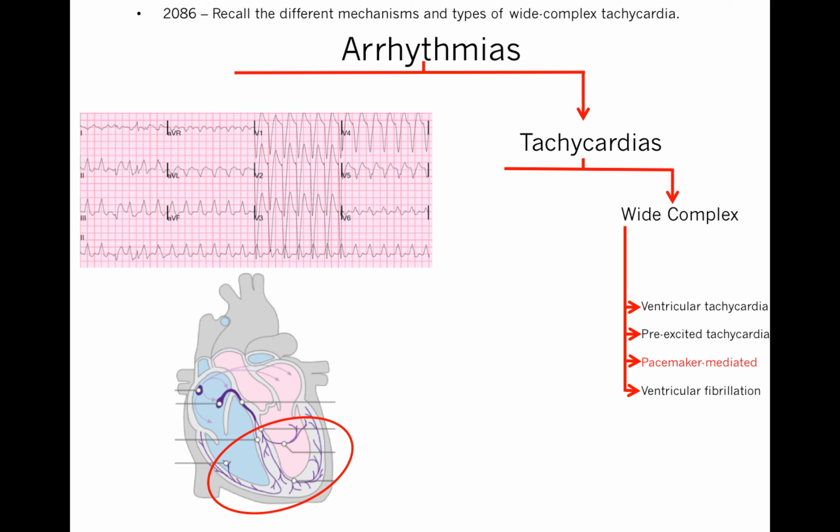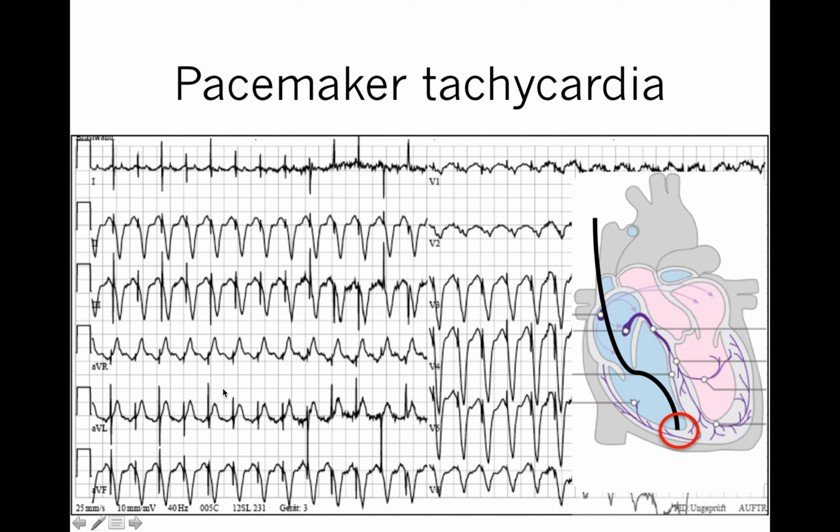Pacemakers can also cause tachycardias, and this is usually easy to diagnose in that you see pacemaker spikes on the ECG. So this is a pacemaker-mediated tachycardia. For some reason or another, the pacemaker is firing very, very fast, and you see the pacemaker spikes here. And it's causing the heart to go very fast. Now, there are multiple causes of pacemaker-mediated tachycardia, which can also all be programmed around.